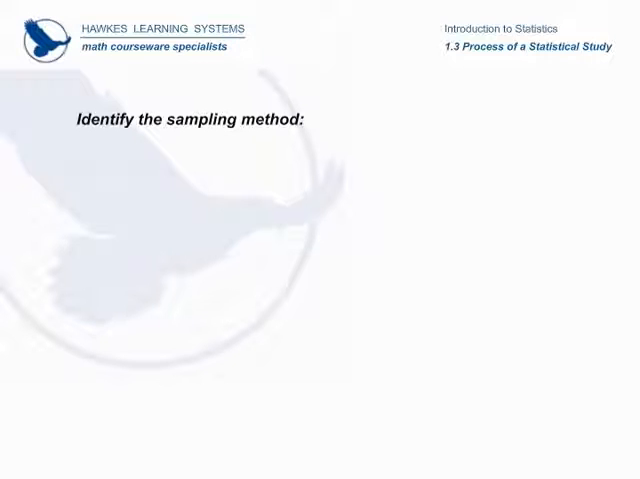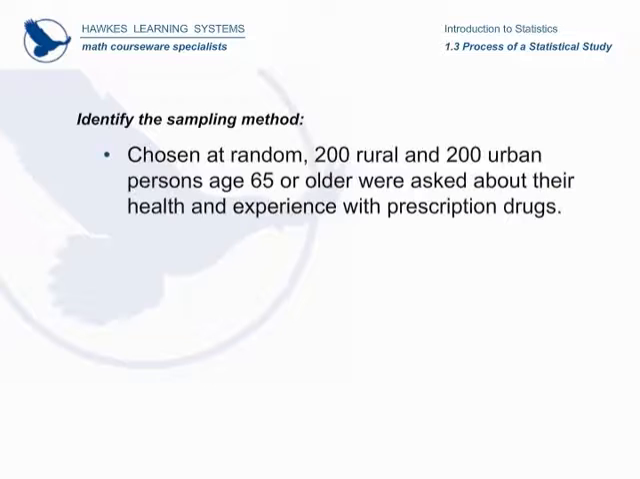Now let's take this opportunity to identify the sampling method. Chosen at random, 200 rural and 200 urban persons age 65 or older were asked about their health and experience with prescription drugs. That would be a stratified sample, where we take a population, we divide it into strata, and then we select the same number of members from each strata.